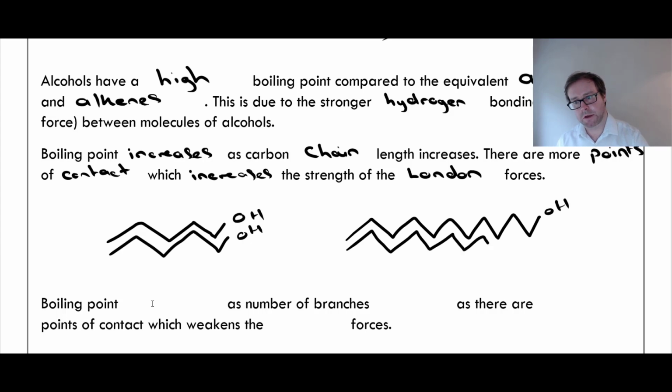Okay, so we've got two molecules, two different types of alcohol. This one with more carbon chains, this one with less carbon chains. Now we've said that there's hydrogen bonding between our OH groups here. However, we still do have London forces between our carbon chain. So if I increase my carbon chain length, I'm increasing the number of points of contact and therefore increasing the number of London forces.